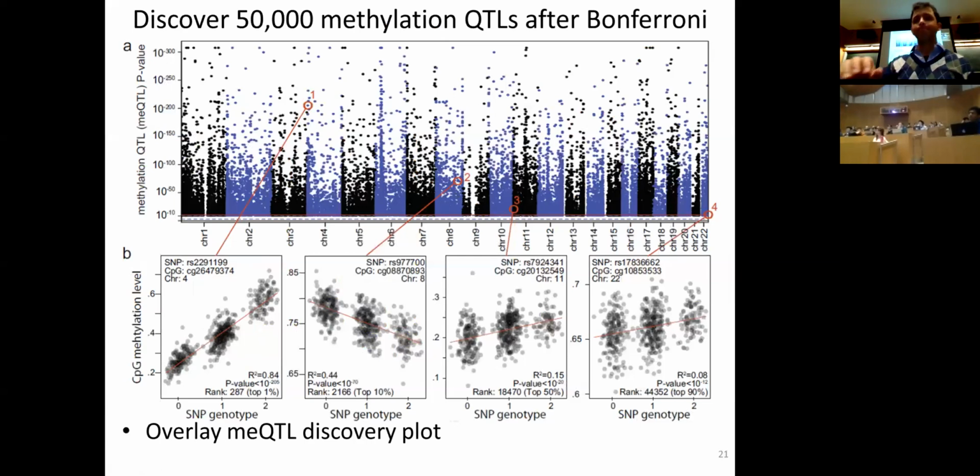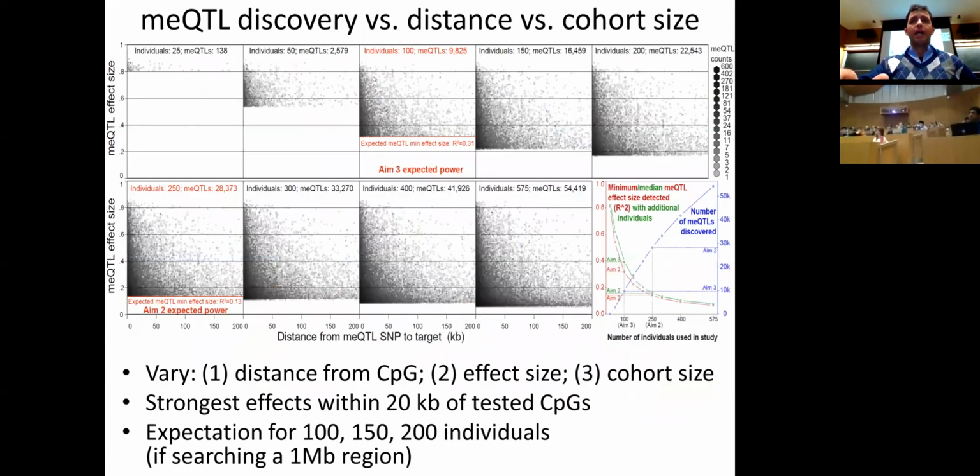Any questions? So then we can ask, how does methylQTL discovery vary with distance from the methylation probe and with cohort size? What I'm showing you here is if we only have 25 individuals, 50 individuals, 100 individuals, or 575 individuals that had both genetics and methylation, then what is the distance from the methylQTL SNP to the methylQTL target in kb, and what is the effect size, between 0, 0.2, 0.4, 0.6, 0.8, and 1.